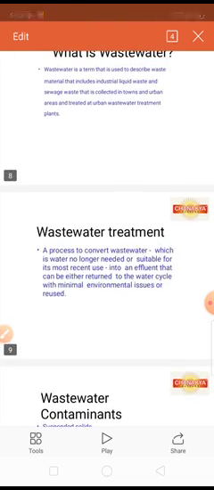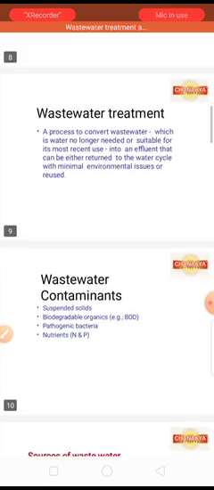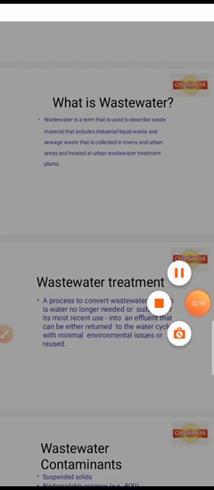So today we discussed wastewater. Again I will tell you what wastewater treatment is: it is the process of converting wastewater, which is water no longer needed or suitable for its most recent use. We cannot use it, so that water we have to treat first, and wastewater treatment is done by two processes, the primary process and the secondary process. These two topics we have discussed.